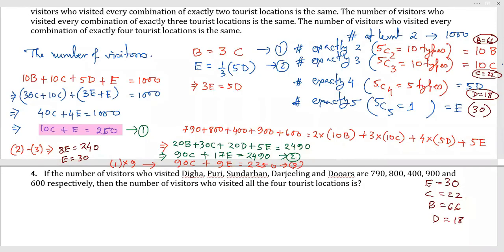Now the fourth question has the same information given. If the number of visitors visited Digha, Puri, Sundarban, Darjeeling and Duars as per our earlier written information, then the number of visitors who visited all 4 tourist locations is? So after solving, I need to find those who visited all 4 locations. There are 18 people visiting each variety of exactly 4, so total will be 5 into 18. So 90 would be my answer. The total number of people who have visited 4 tourist locations will be 90 in this case.